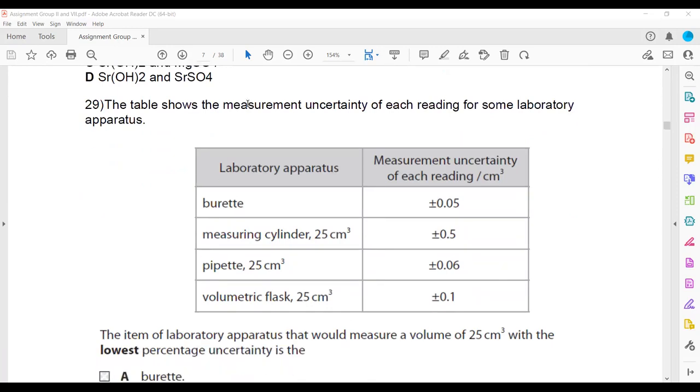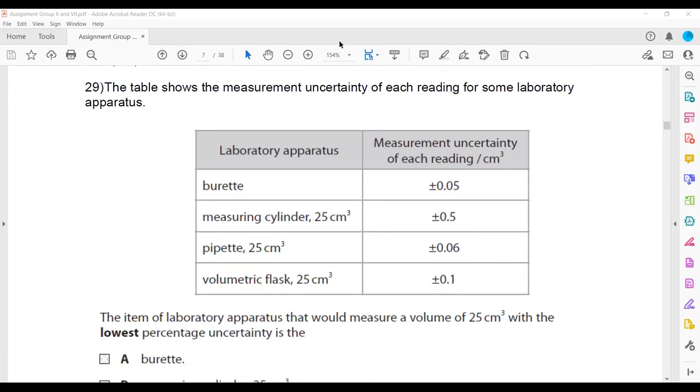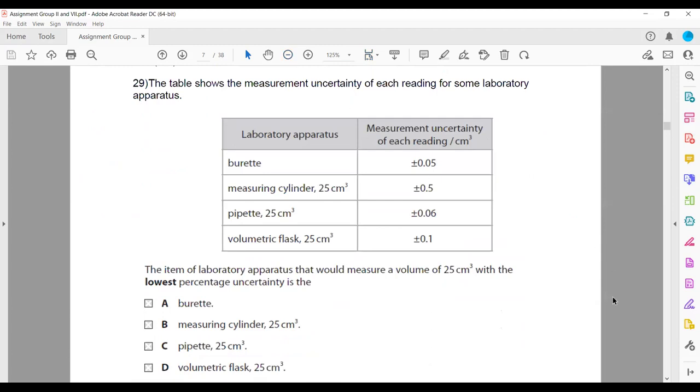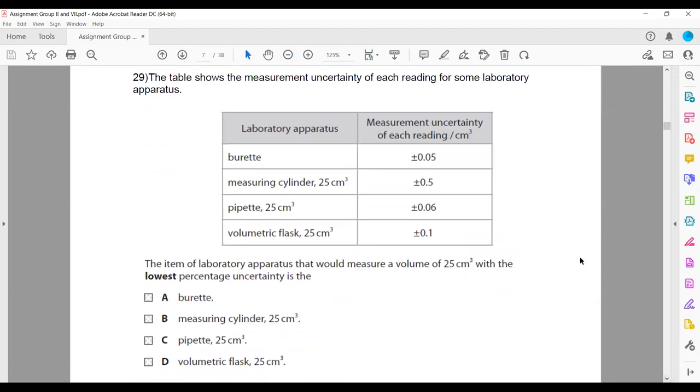The table shows the measurement uncertainty of each reading for some lab apparatus. Which item of laboratory apparatus would measure 25 cm with the lowest percentage uncertainty? How to work out the percentage uncertainty? The formula for percentage uncertainty.